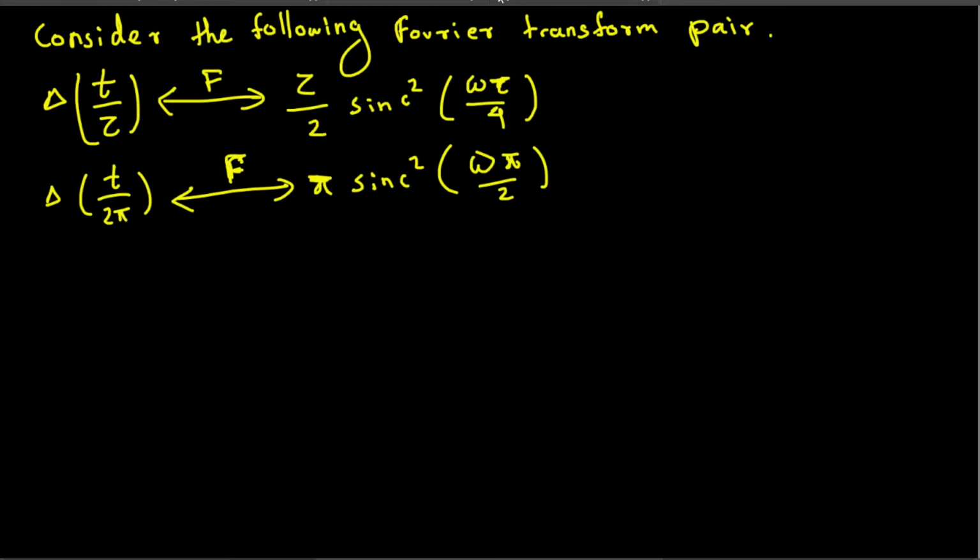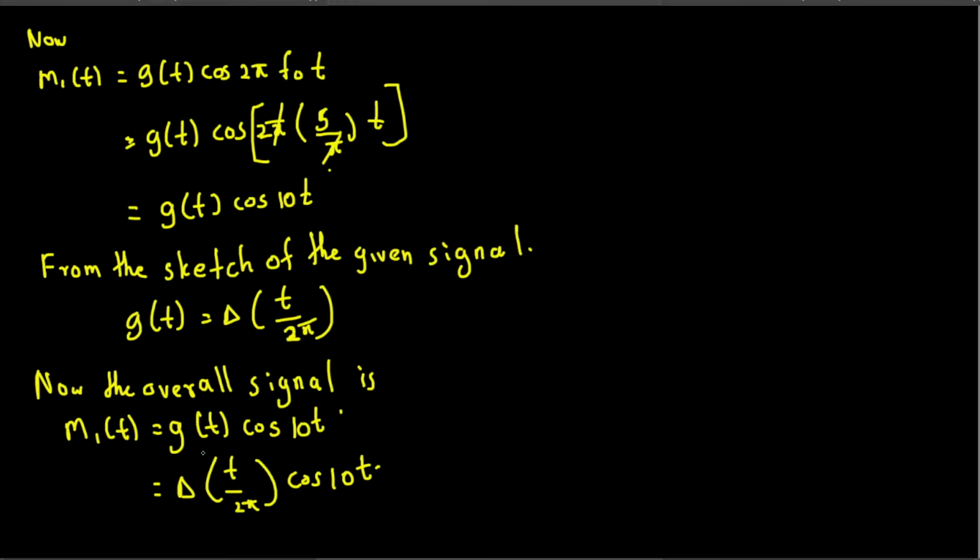Now we have another part left in our equation. This is the equation we are looking at. m1(t) is the multiplication of this triangular t over 2π and the cos 10t.